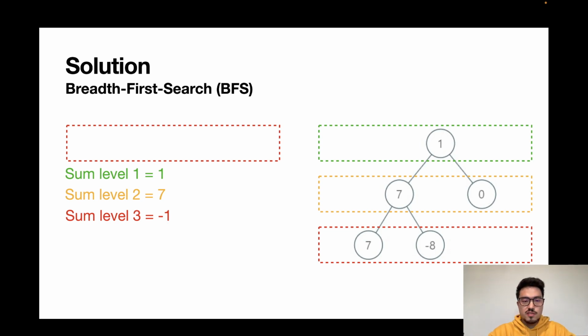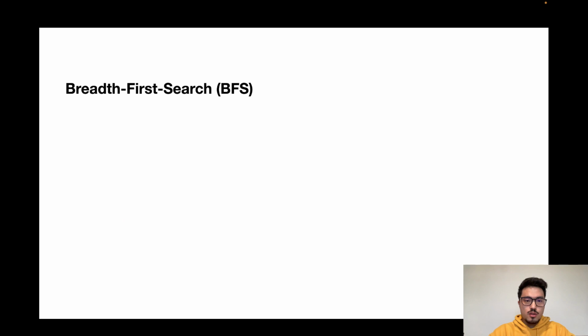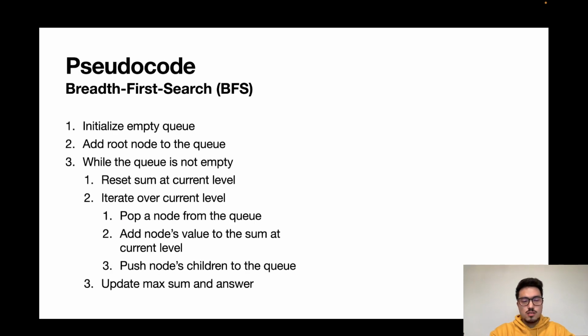There may be other ways to solve this problem, but the queue makes it very convenient. So the pseudocode is more or less like this. We're going to initialize an empty queue, add the root node to the queue, and iterate through this queue until it's empty. Because after it's empty, it means that we went through all the levels and there's nothing else to add to the queue.